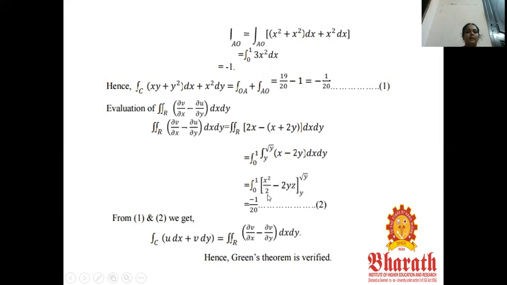We have to substitute the limit. Again, we have to take the integral with respect to y. We have to substitute the limit. So after substitution, the value is minus 1 by 20. So already we got the left hand side is minus 1 by 20. Similarly, the right hand side is also minus 1 by 20. So in this problem, Green's theorem is verified.